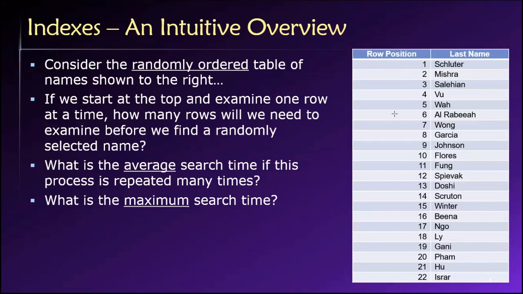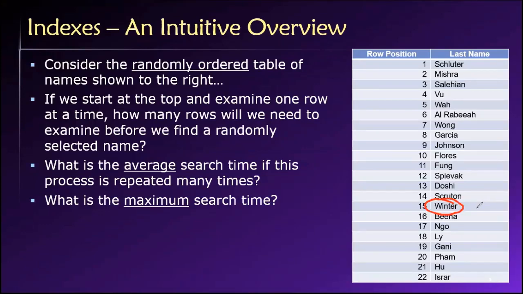Now, let's imagine that we had the task of trying to locate any randomly chosen person's last name in this table. So the question then is, how would we do that? What sort of approach would we take? Knowing that these are in some random order, what we would have to do, let's pick a name. Let's say that we want to find Winter. So this is our person that we want to find.